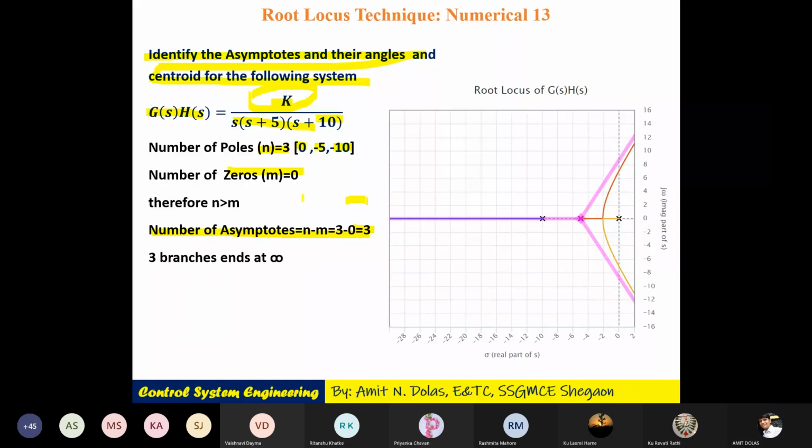If this asymptote number is 3, angle will be 60, 180 and minus 60. So 3 branches will terminate at the end. Why are 3 branches terminated at the end? Because number of zeros are 0 and number of branches terminating at infinity will be number of poles minus number of zeros.